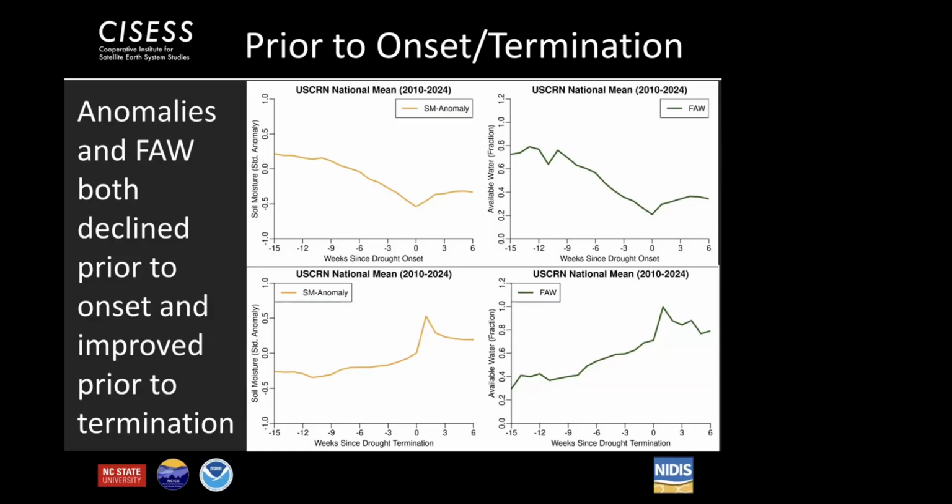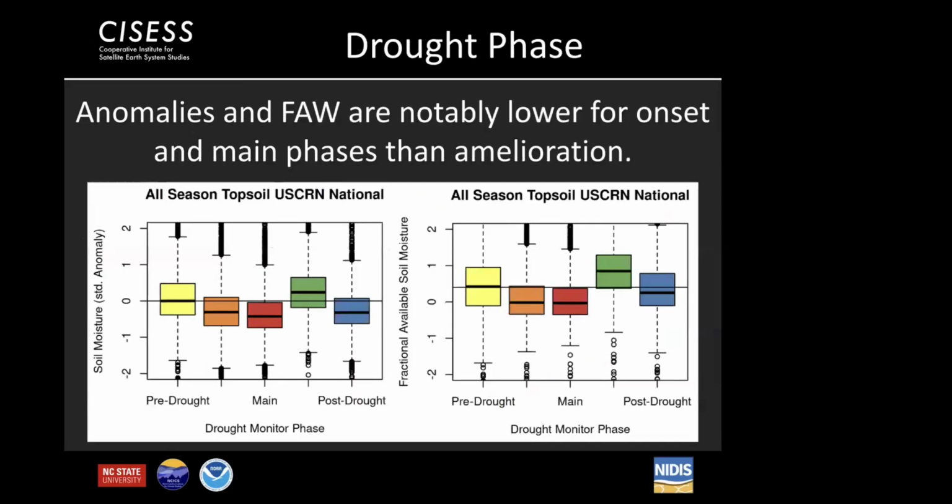We did the same thing coming out of drought on the bottoms. So this is weeks since termination. Negative values, you're still in drought. Positive values, drought has ended. And you see both of them showing an increasing trend in soil moisture conditions as you're coming out of drought, with a spike the week right after drought. So I guess there's an impulse of rain coming through that's wetting the system up, and then you kind of relax. The final thing we looked at was how these values vary through the evolution of drought.